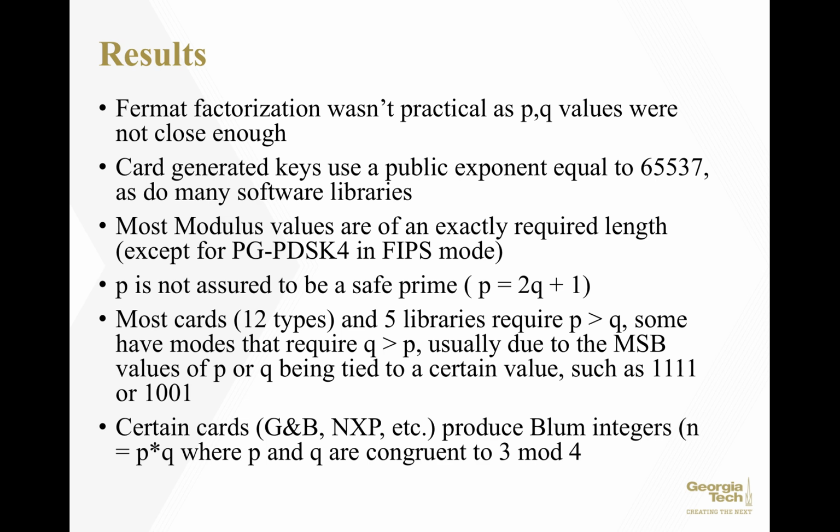Most of the cards required the P value to be greater than Q, with a few having modes that required the inverse situation. And this was again due to that MSB value being tied to a specific value, such as in the squaring method. Certain vendors used 1111 and other ones used 1001. Certain other cards produced very specific integers where there is a relationship between P, Q and N, where P and Q are congruent to 3 mod 4, meaning that there is some combination of 3 mod 4 where you can put P and Q in and come out with a solution.